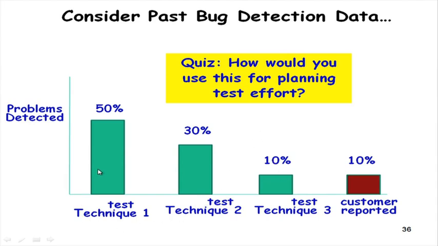If test technique 1 is effective, we should do it well, should give enough time for test technique 1, and then we should spend time on test technique 2, and finally, much less time on test technique 3.